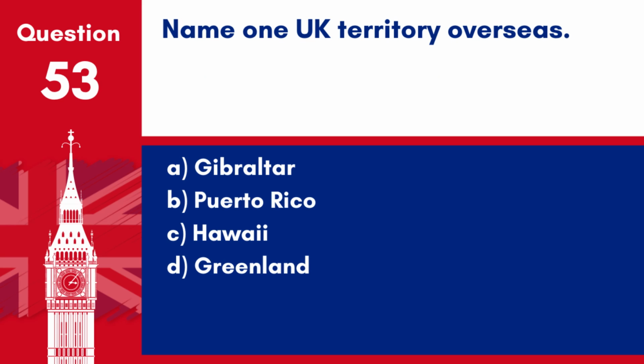Question 53. Name one UK territory overseas. A. Gibraltar. B. Puerto Rico. C. Howard II. D. Greenland. Answer: A. Gibraltar. Gibraltar is one of the UK's overseas territories, located at the southern tip of the Iberian Peninsula.